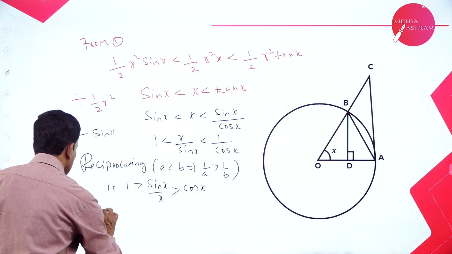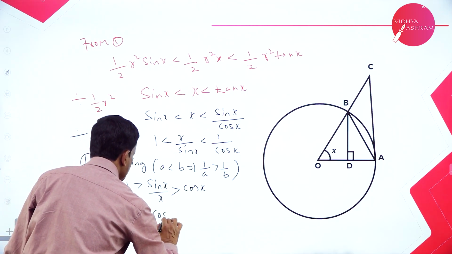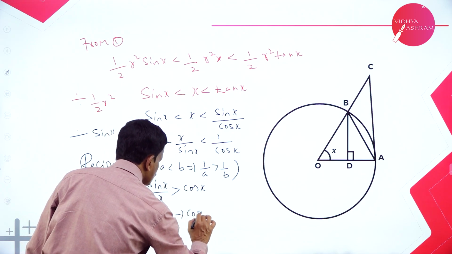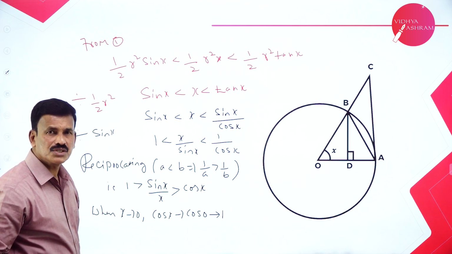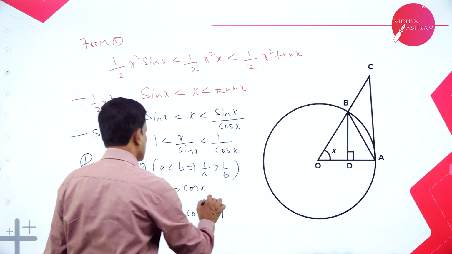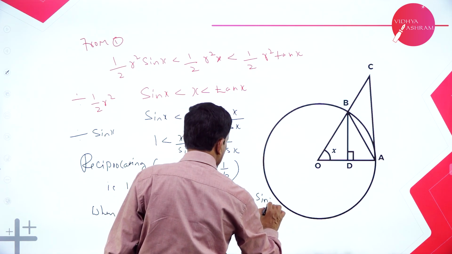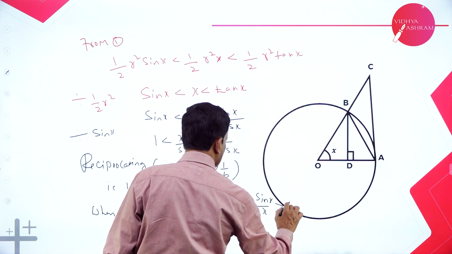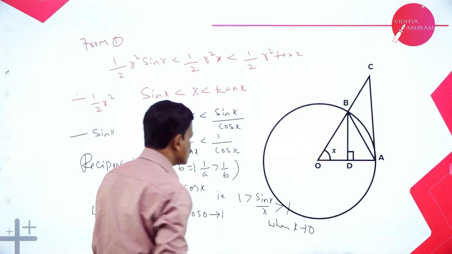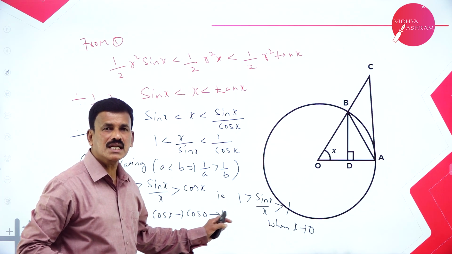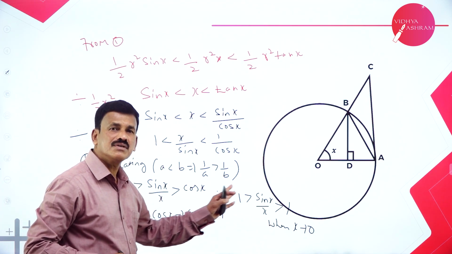Now when x tends to 0, what happens? Cos x tends to cos 0. Cos 0 is nothing but 1. So sin 0 is 0, cos 0 is equal to 1. That means here, 1 is greater than sin x by x, which is greater than 1 when x tends to 0. So the value of sin x by x lies between 1 and 1 when x tends to 0. That is called your sandwich theorem.